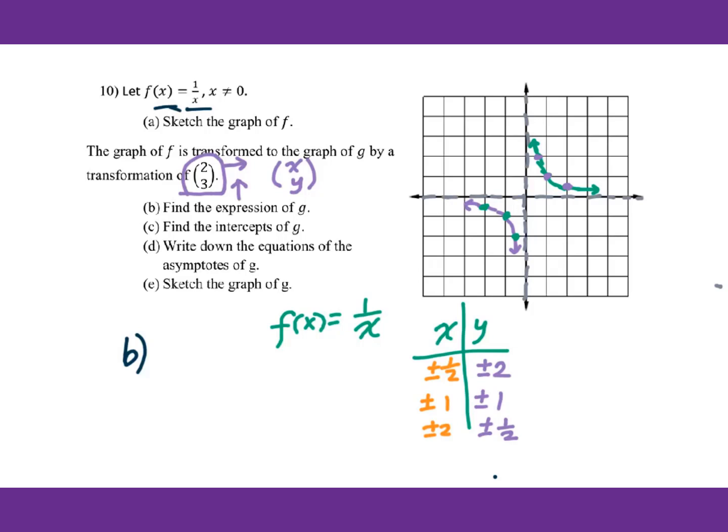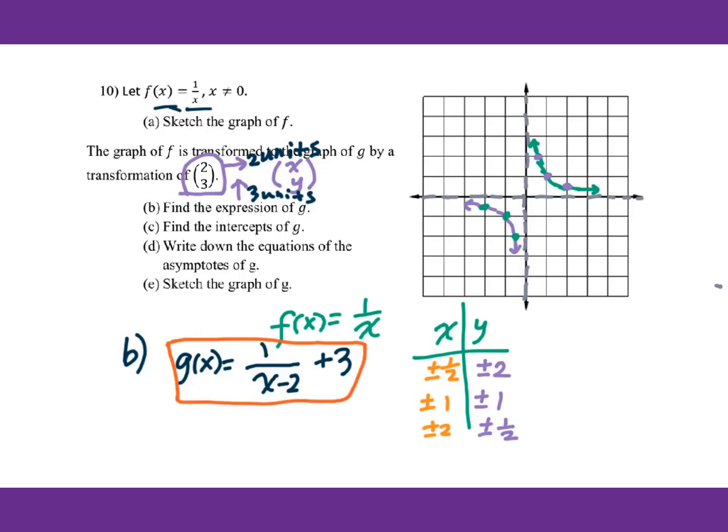Since we move to the right 2 units, inside is a liar. Therefore, you get g of x equals 1 over x minus 2. Then you go up 3 units. That means for your y, the whole thing, you add 3. This will be the function for g of x. Remember, inside is a liar. Inside means those elements dealing with x.